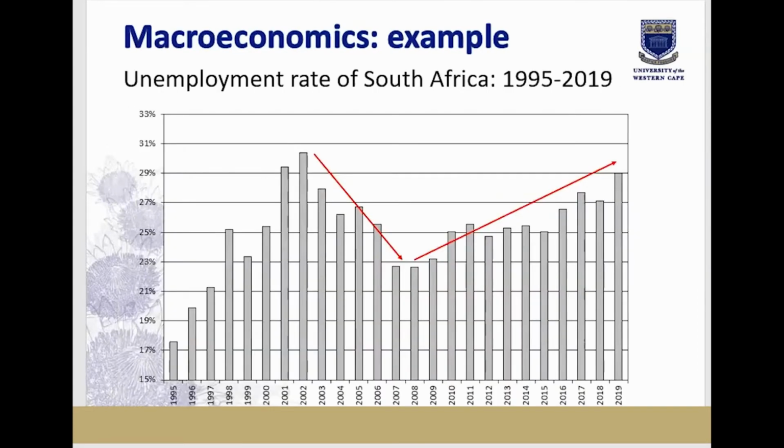An example of macroeconomics is looking at the unemployment rate of South Africa over the years. For instance, this chart looks at the unemployment rate of South Africa from 1995 to 2019. So unemployment rate is a factor that affects the economy as a whole, and therefore it is a macroeconomic phenomenon.